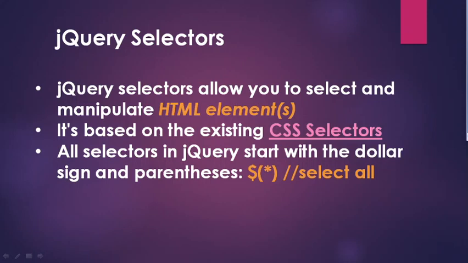All selectors in jQuery start with the $ sign and parentheses, and here you can see that we use the asterisk to select all elements on our page. So let's take a look at an example.